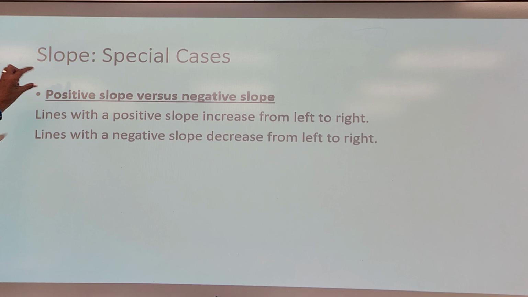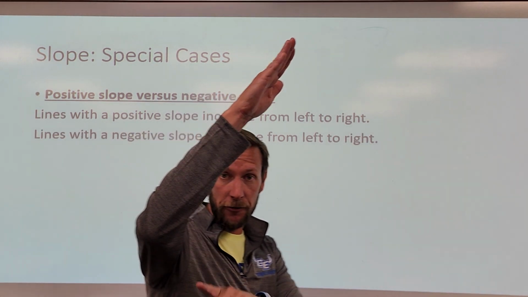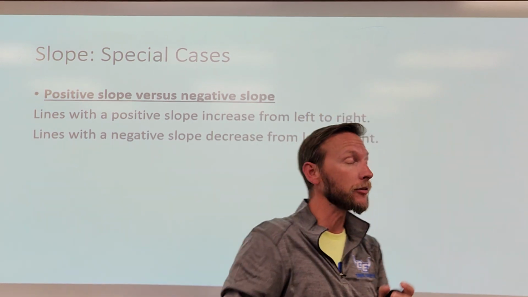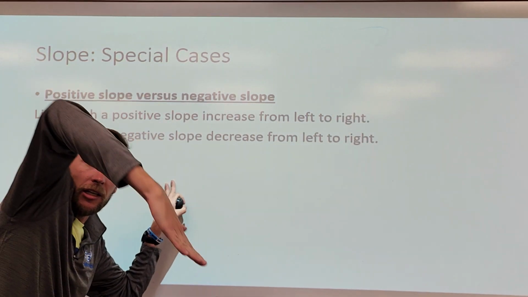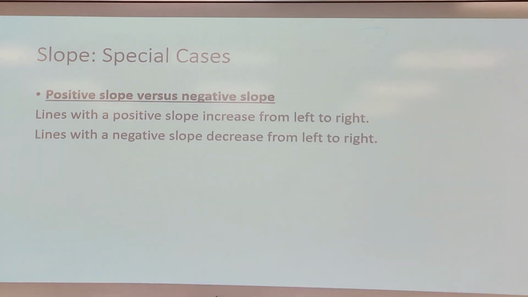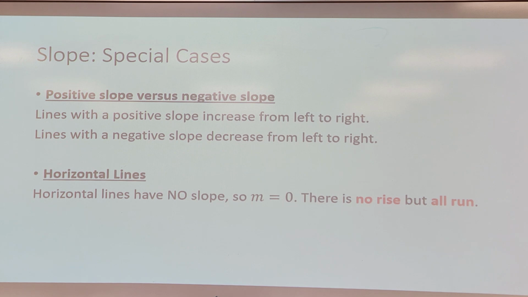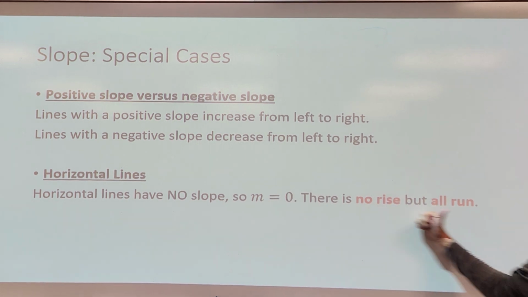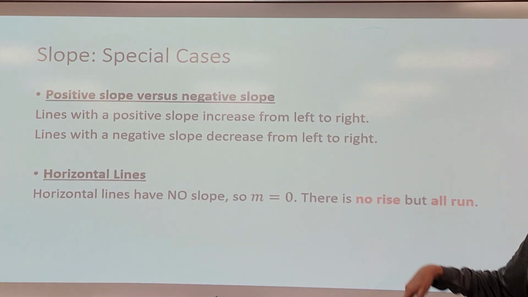Special cases, positive slope versus negative slope. Positive slope means it's increasing from left to right. We always read a graph left to right, just like we read a book or a sentence, left to right. Decreasing is a negative slope. If it's going down as you go from left to right, that is a decreasing slope. Horizontal lines have no slope, meaning that the slope is 0. There is no rise, it's all run. It's going to go left and right, but it's not going to go up or down.